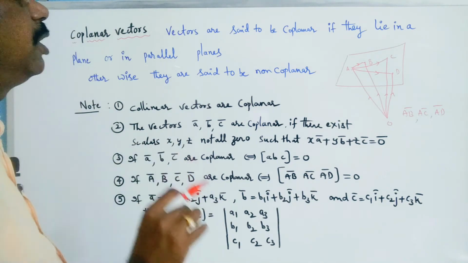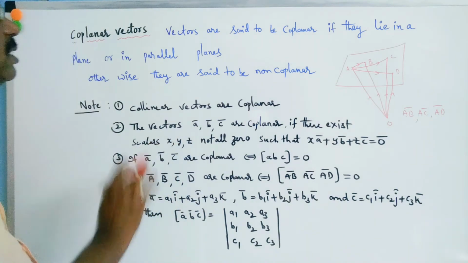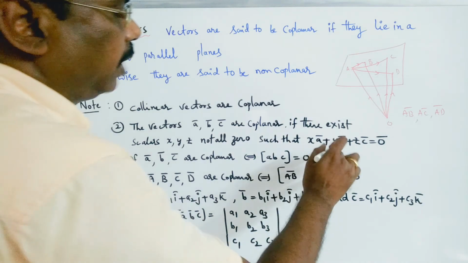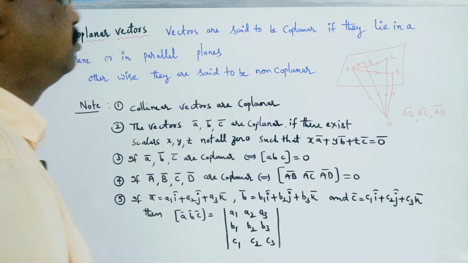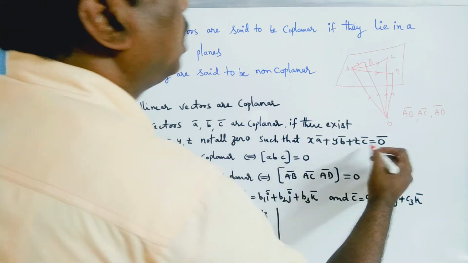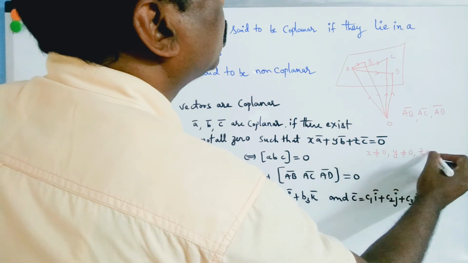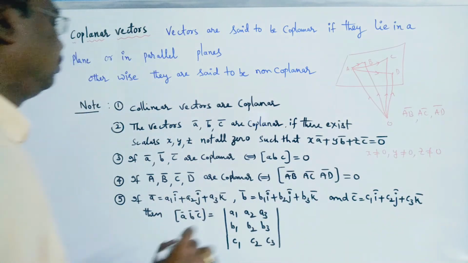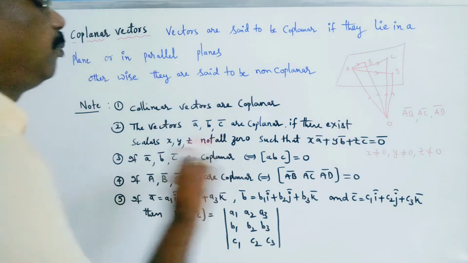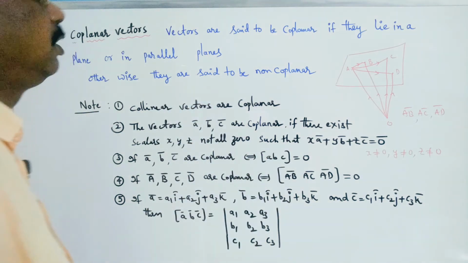The vectors A bar, B bar, C bar are coplanar if there exist scalars x, y, z, not all 0, such that x A bar plus y B bar plus z C bar equal to 0. Here x, y, z are scalars, x not equal to 0, y not equal to 0, and also z not equal to 0. Next, third one: if A bar, B bar, C bar are coplanar, then according to the triple product, box ABC equal to 0.